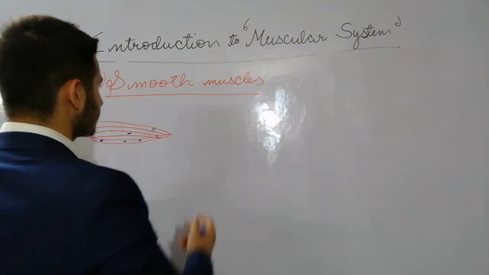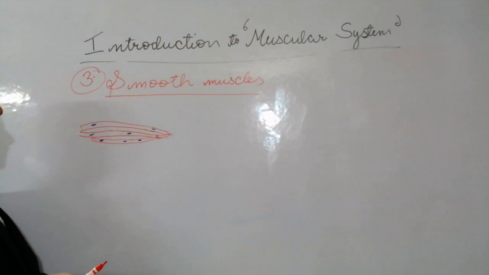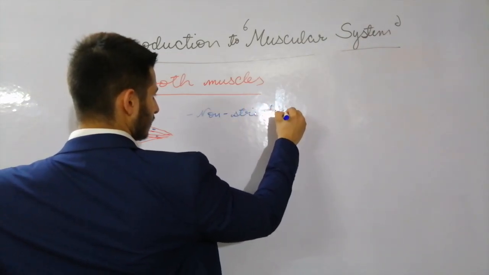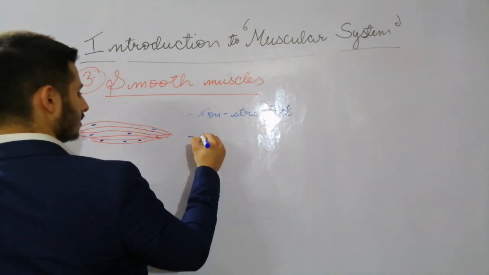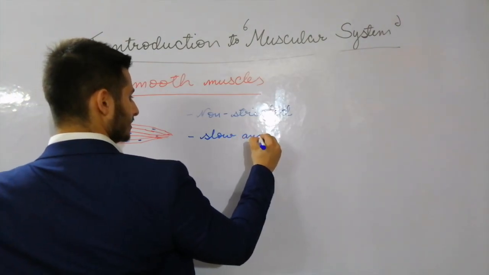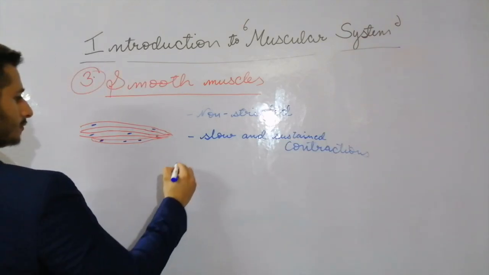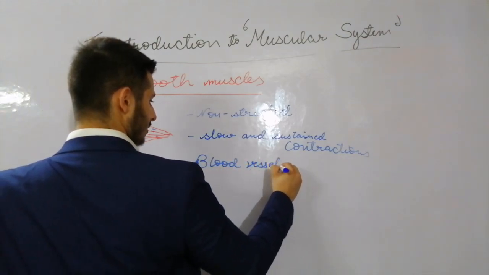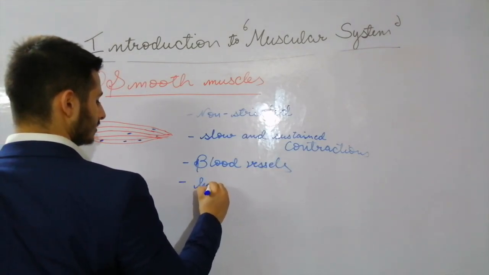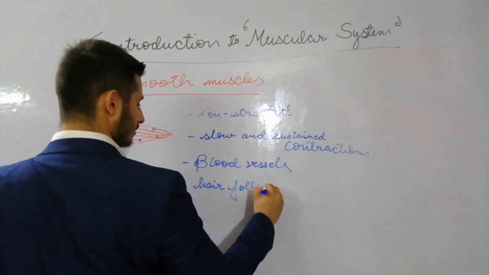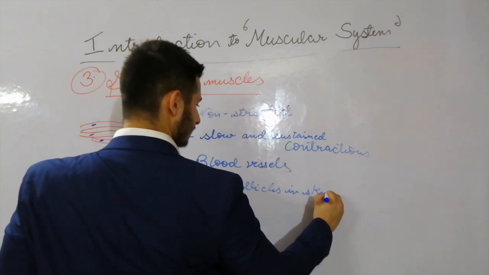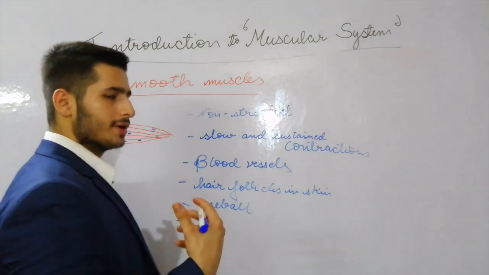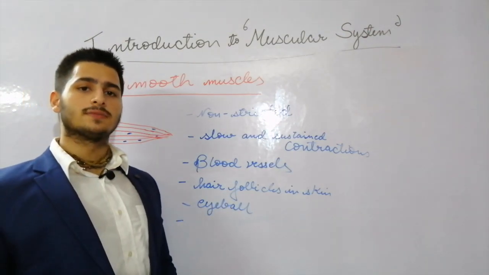The third category of muscles is smooth muscles. These muscles are spindle shaped and are non-striated. They show slow and sustained contractions. The smooth muscles are found in the walls of blood vessels. They are associated with hair follicles in the skin. They can also be found in the eyeball and are associated with respiratory or urogenital systems of the body.